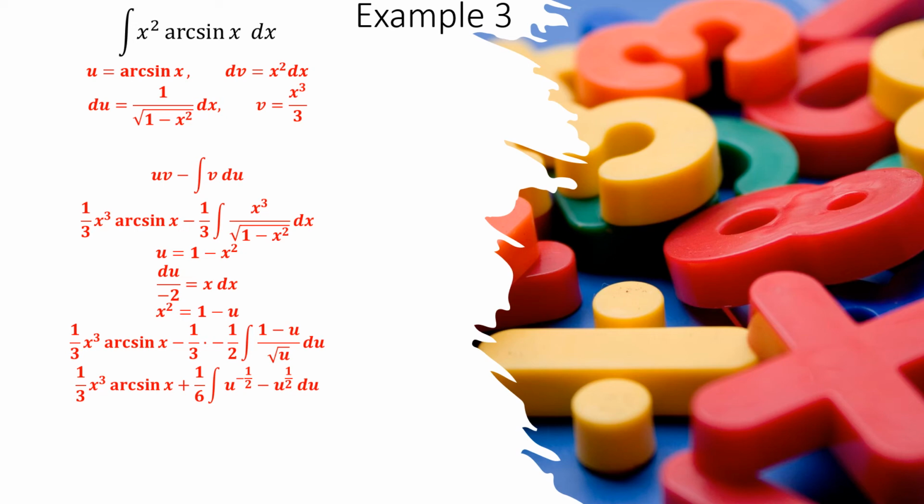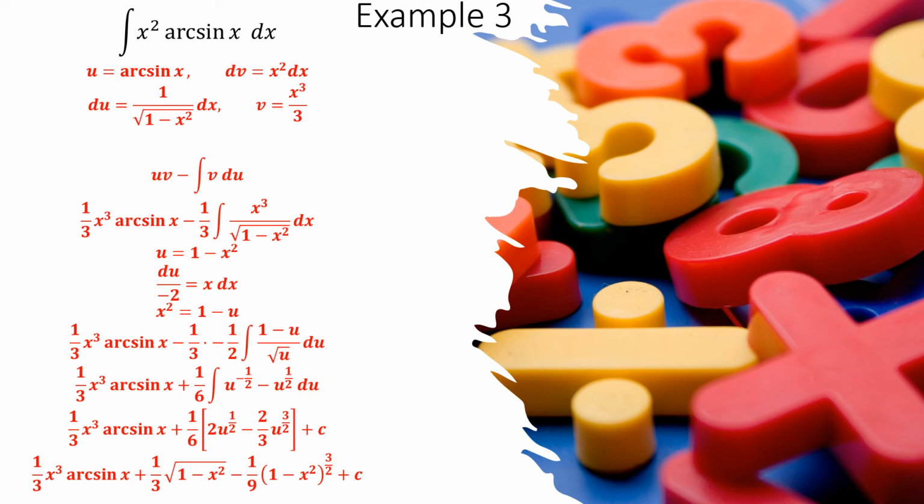Now splitting that integral up, I'm going to have the integral of u to the negative 1/2 minus u to the 1/2. And then integrating that, and I'm just referring to the integral piece of it, I'm going to get 2u to the 1/2 minus 2/3 u to the 3/2. Notice though I had pulled out the 1/2 earlier, and that's how my coefficient became 1/6. All right, so cleaning that up a little more and substituting my u back in, I'm going to end up with 1/3 x cubed arc sine x plus 1/3 square root of 1 minus x squared minus 1/9 (1 minus x squared) to the 3/2 plus c.